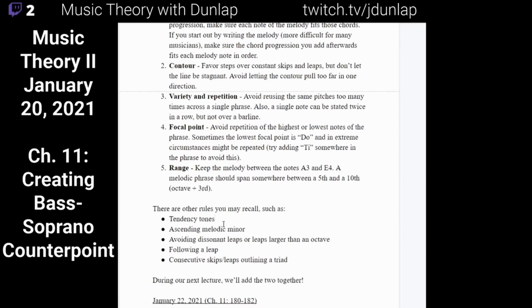The only exceptions would be if we're doing scales that kind of go against that. So like Do, Ti, La, So, or if we're going Do, Re, Mi, Fa, So, obviously we're not going to hit a wall when we reach scale degree 4.